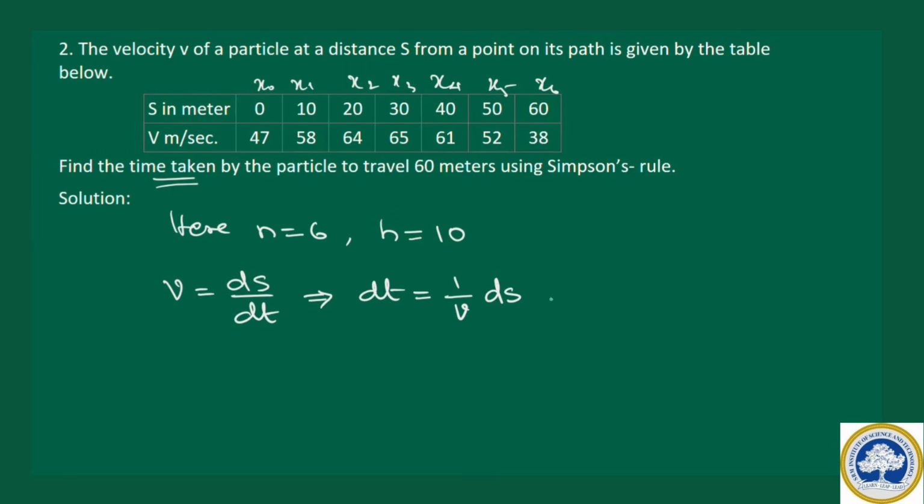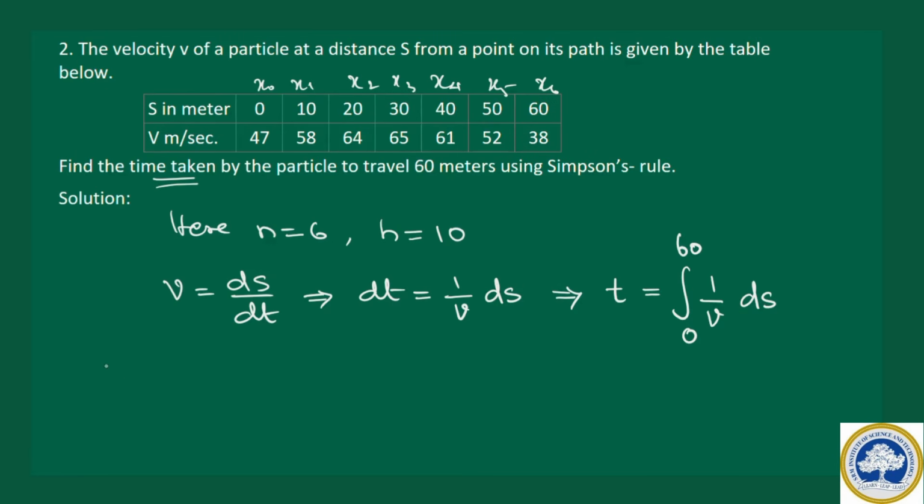Now taking integration on both sides. Here, from dt how will you get t? By taking integration. That is the reason we are using numerical integration. So t is equal to integral of 1/v ds. Here s stands for distance, and s varies from 0 to 60, so we can fix the limits as 0 to 60. So finally the time taken is nothing but the integral of 1/v ds.